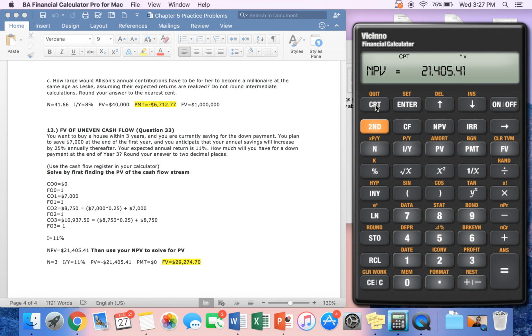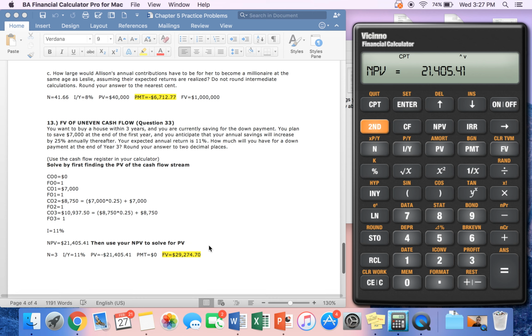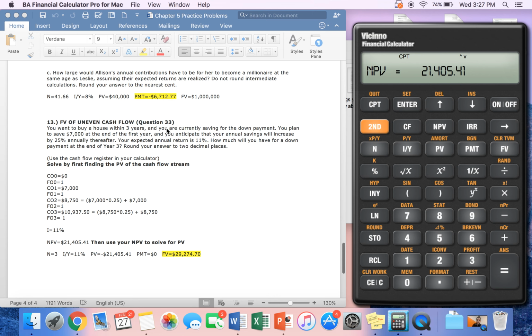So then very simply, we take that present value that we just solved for and we plug it into our equation to solve for our future value, okay? So this is a 3-year cash flow stream. So our N is 3. Our interest rate stays the same. It's still 11%. We're going to plug that in for our I/Y. We're going to take that present value that we just solved for and plug it in. Remember, that's negative. That's cash flow leaving our pocket.